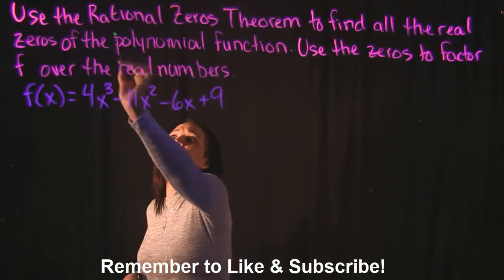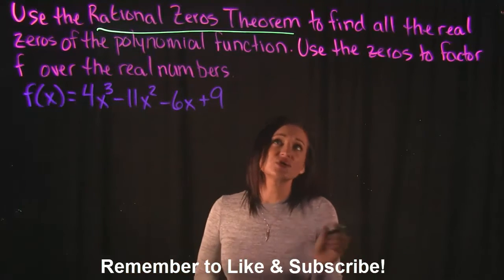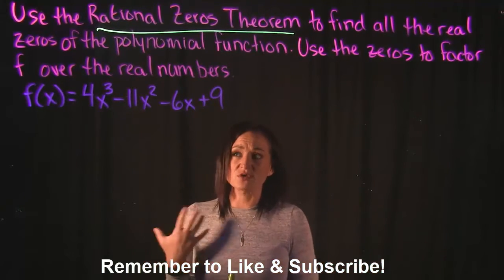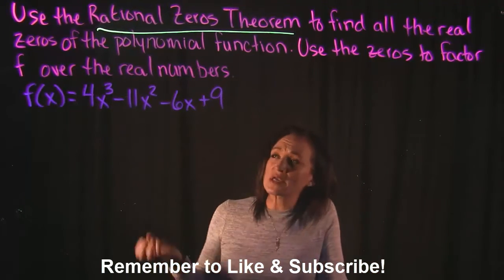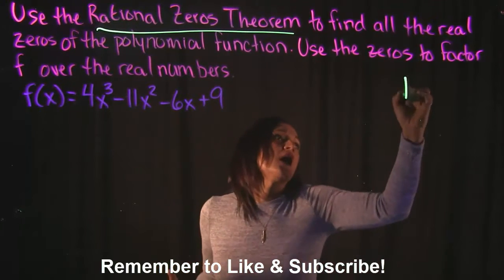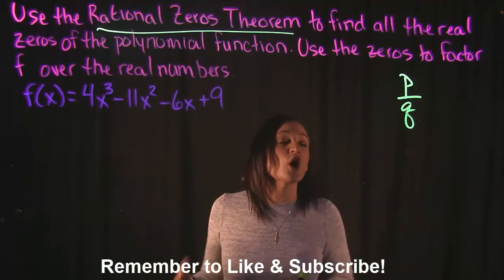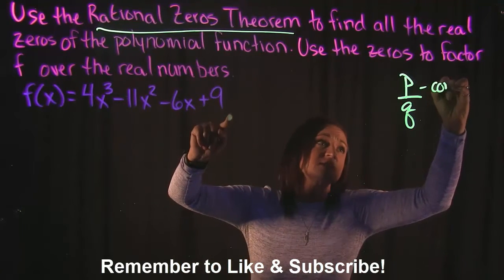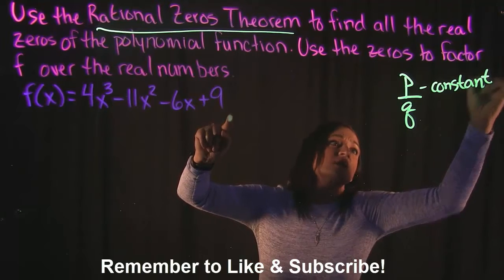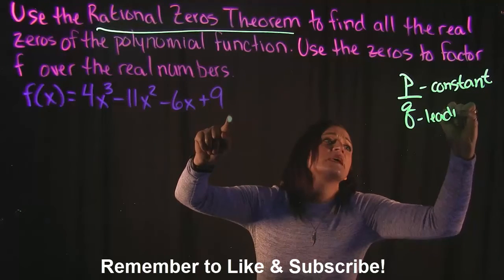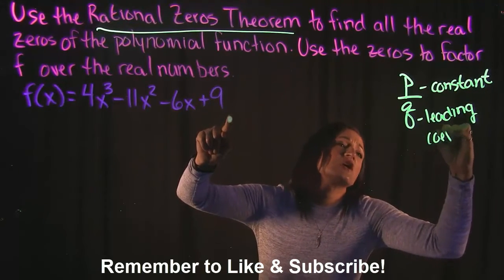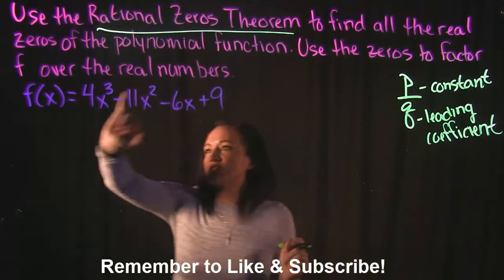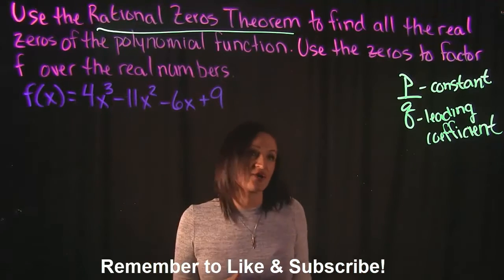Okay, so the rational zeros theorem essentially says that all of the possible zeros of the function are going to be within the little formula P over Q, where P is the constant of your function, and Q is your leading coefficient. So it's essentially your last number in your function divided by the first number in your function.